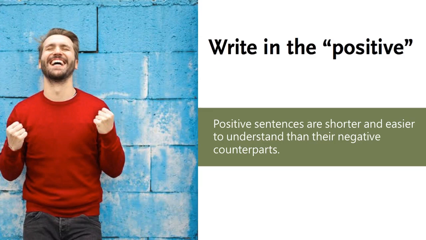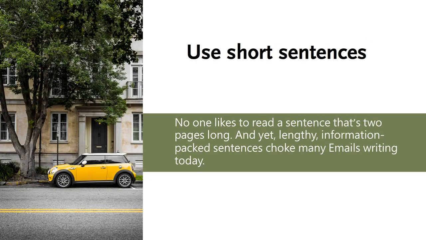Next is to write in the positive. Positive sentences are shorter and easier to understand than their negative counterparts. The key is to avoid using the word "not" in your phrase. Then the next is to use shorter sentences. The longer and more complex a sentence, the harder it is for readers to understand any single portion of it. So try to shorten your sentences. For some complex sentences, you can use a bulleted or numbered list instead.